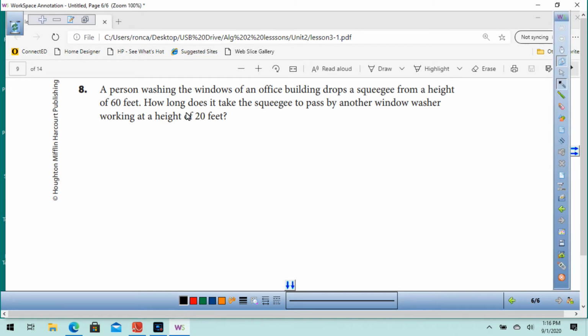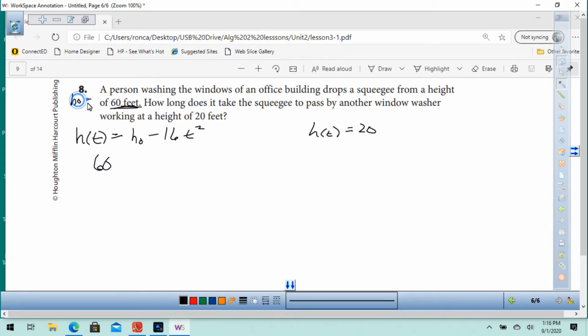Well, let's see here. Again, if you go back into your lesson notes, h of t equals h sub 0 minus 16t squared. Okay? And if h of t is 20, the initial height, it said, was 60 feet. So we're going to have 60, that's h sub 0 is 60, minus 16t squared equals 20.